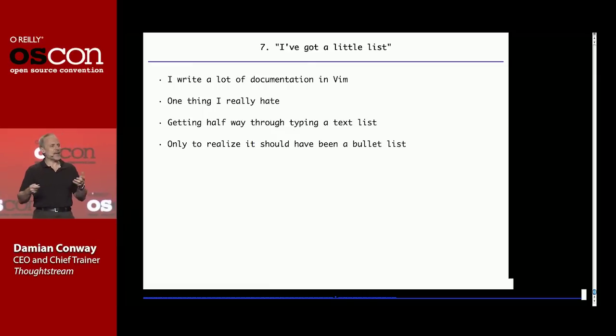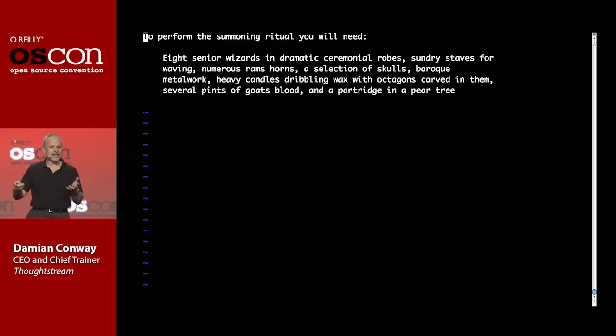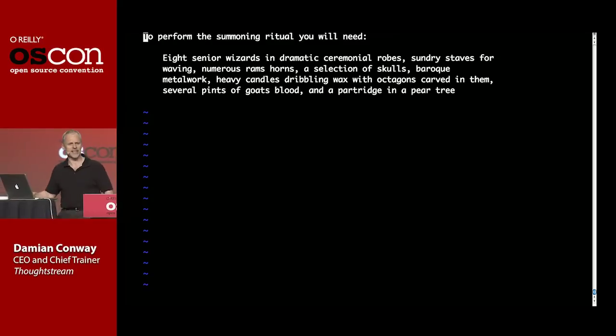So I could go back and edit it and make it into a bulleted list, or I could get smart and write a plugin that does that for me. Guess which I did?